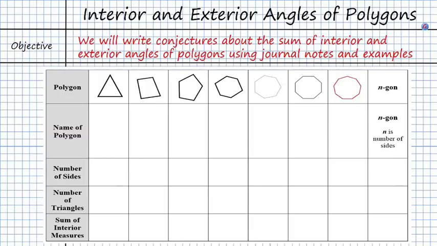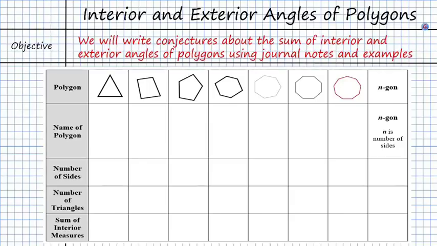Our objective is that we will write conjectures about the sum of interior and exterior angles of polygons using journal notes and examples. So let's go ahead and analyze that objective. We will write conjectures about the sum of interior and exterior angles of polygons using journal notes and examples.